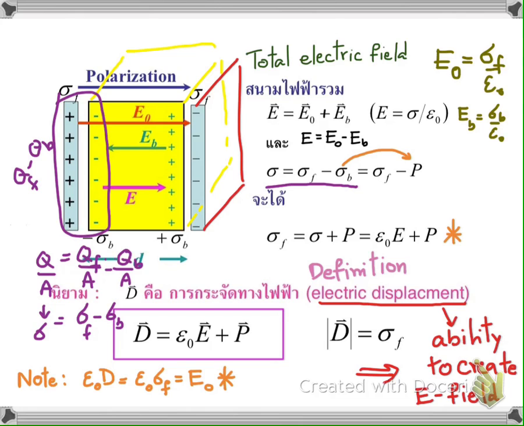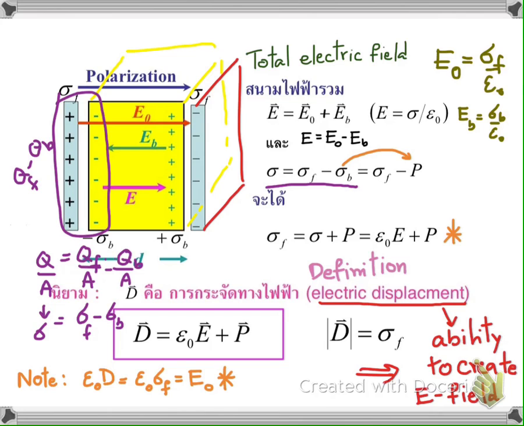First, you can see that if I calculate epsilon 0 D, it is equal to epsilon 0 sigma F, and epsilon 0 sigma F is equal to E 0. What does it mean? It means that if we multiply D by epsilon 0, it will give you E 0. So epsilon 0 D gives you the electric field between the capacitor if you don't have the insulator.